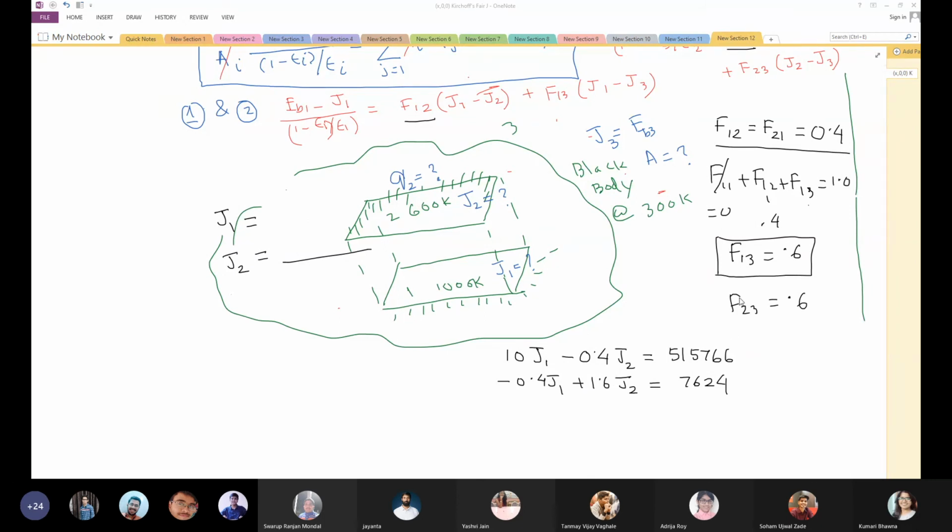Some people are reporting 13, 14 kilowatt. J2 has to be in kilowatt per meter square. So around 14 kilowatt per meter square. So we get J2. And with this J2, what is Q2?